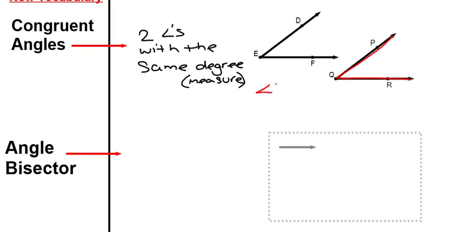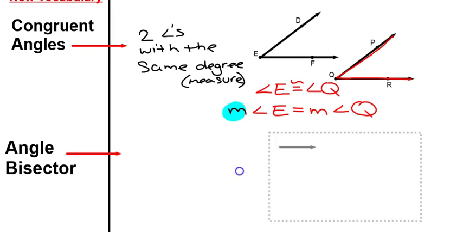I can say that angle E is congruent to angle Q. Those two angles are exactly the same. That also tells me that the measure of angle E is equal to the measure of angle Q. Notice when we use measure, we have equal in the middle, and when we use congruent, we just talk about the pictures themselves. All right? Then let's move on to our angle bisector.